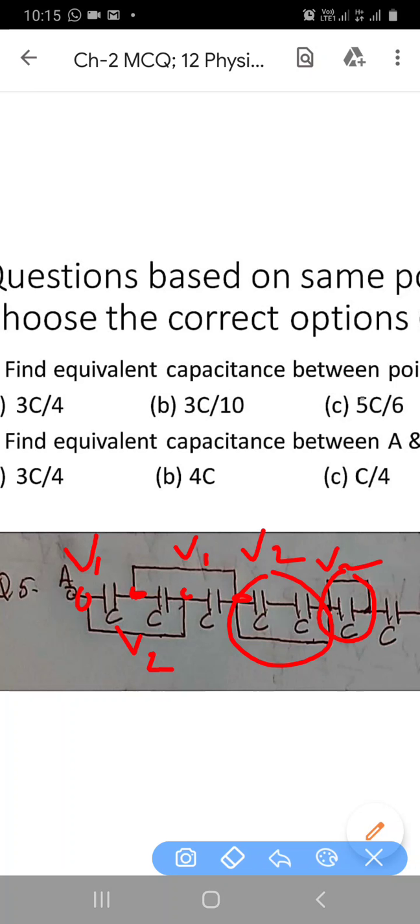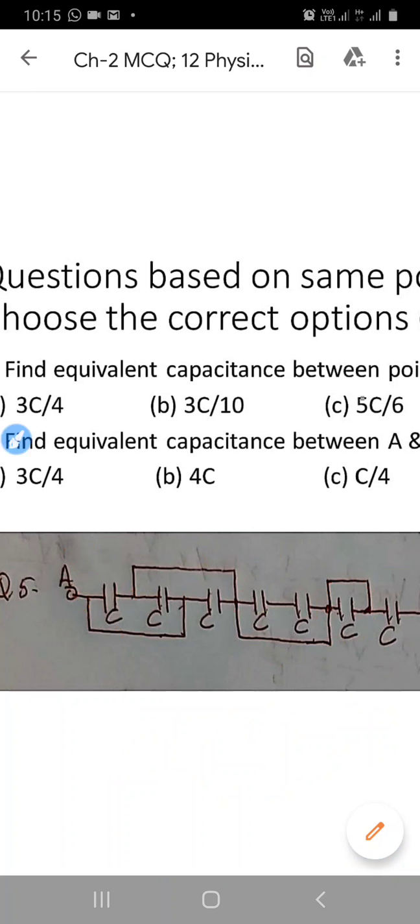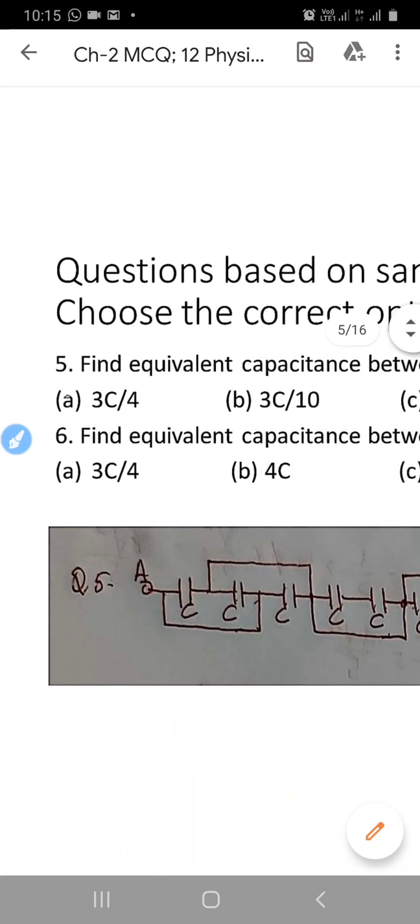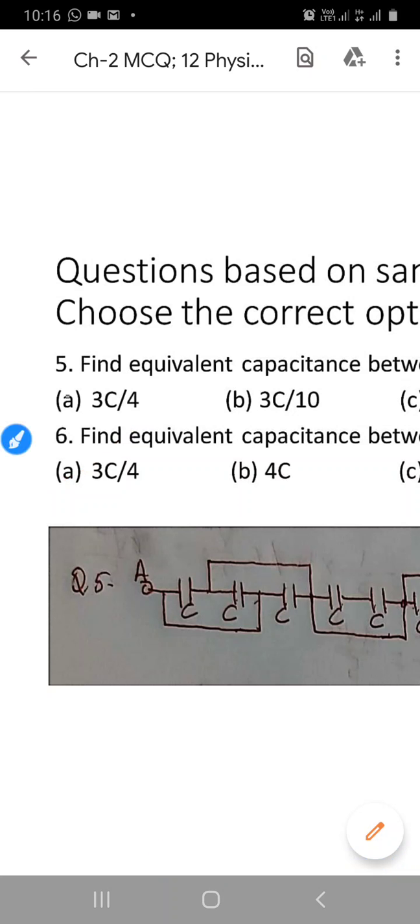So 3C and the last capacitor C, this one, are in series. So 3C into C upon 3C plus C, that is 3C by 4. So the answer for this circuit is option A. Question number 5, 3C by 4.